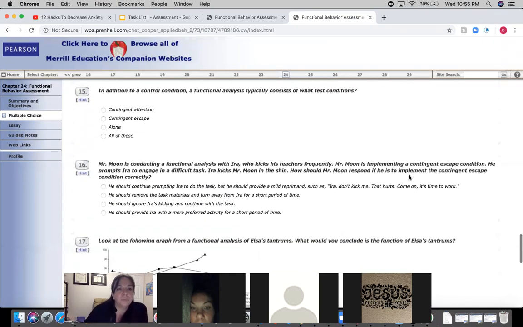B. Right. In addition to a control condition, a functional analysis typically consists of what test condition? A, contingent attention. B, contingent escape. C, alone. Or D, all of these. All of these. D. Yeah. Did someone say B or D? D. D, okay.